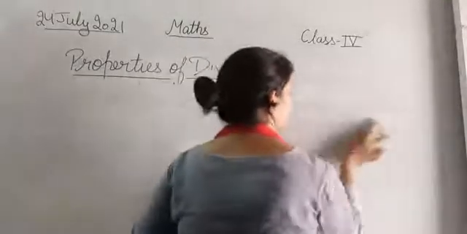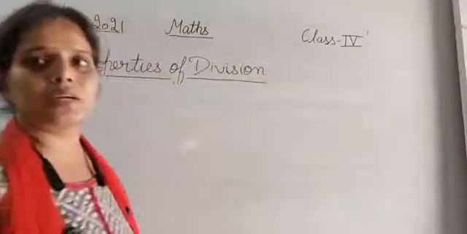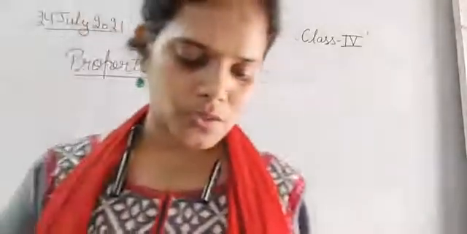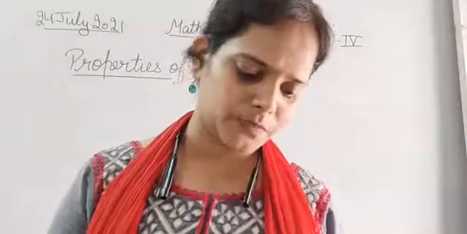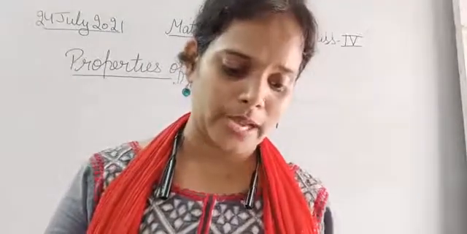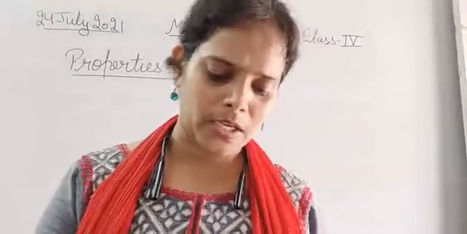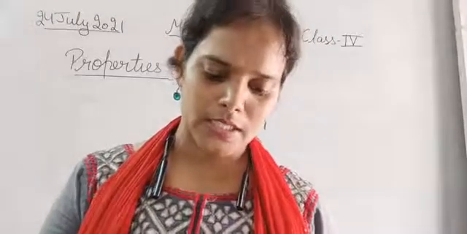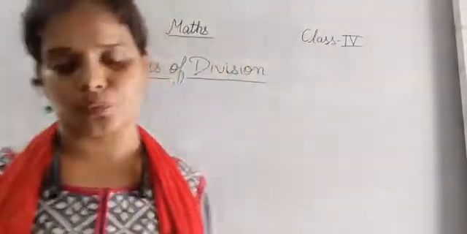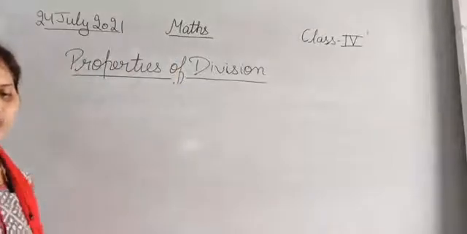Okay, so you have to write these properties along with examples in your notebook. So the third property of division is, when the dividend is 0 and the divisor is any other number other than 0, the quotient will be 0. This is the third property of division.